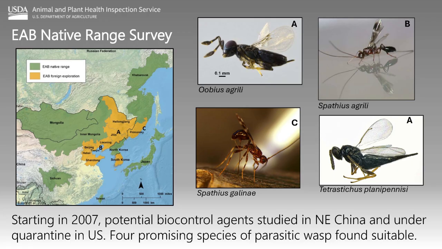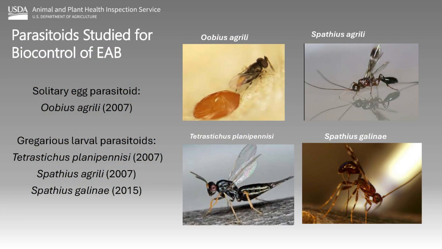We had much better luck in EAB's native range. 4 promising species of parasitic wasp were found in northeast China and began to be studied. This was around 2007. USDA continues to work with all of these, though only 3 are suited for Oregon's cooler climate, which Max will share with you. These are our biocontrol agents. You have one that's a singleton that just lays one egg in an egg of EAB, while the others target the larva and will lay multiple eggs attacking each larva.